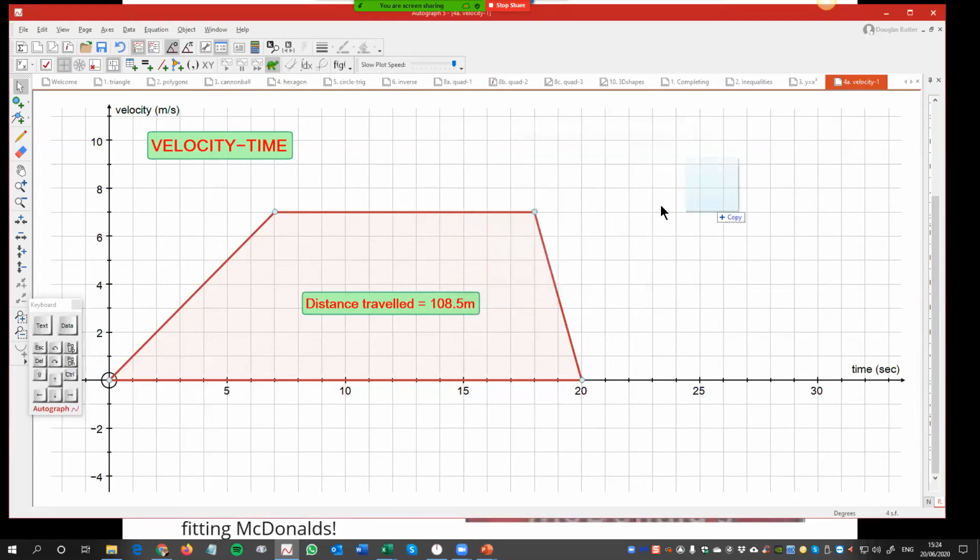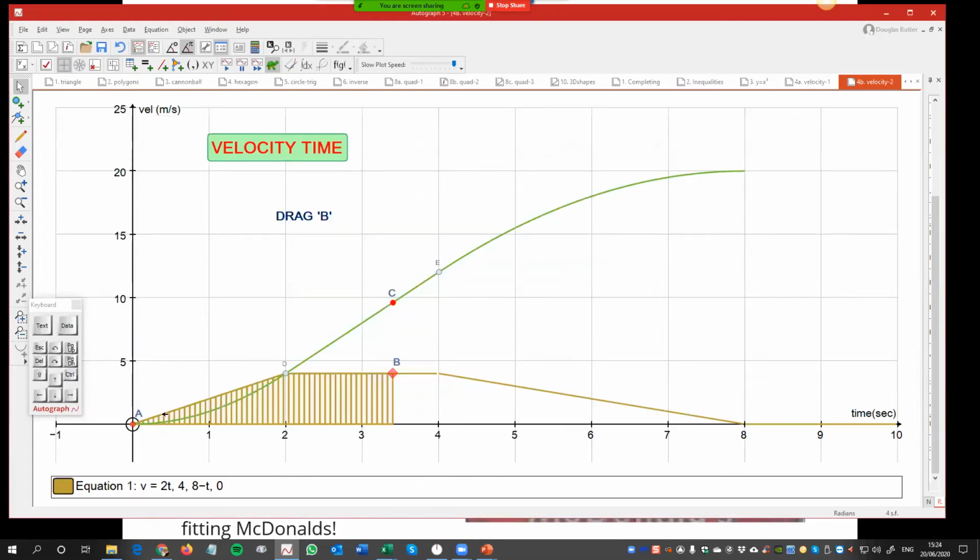So there's another one, it's slightly more sophisticated here. We've got a very similar situation. You've got the velocity increasing and then steady velocity and then decreasing. What I've done here is that I've put a point here and a random point here, and I've worked out the area underneath this graph. This is a piecewise graph, of course. It's 2t, 4, 8 minus t.